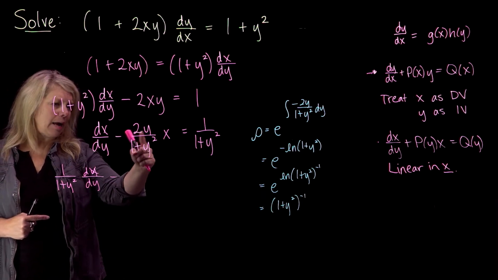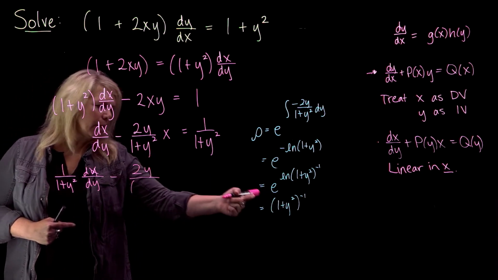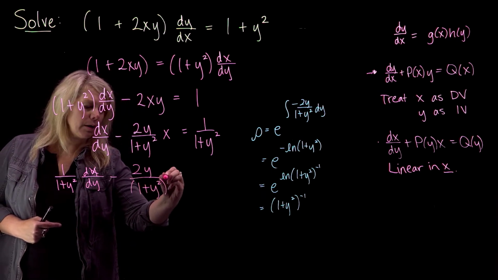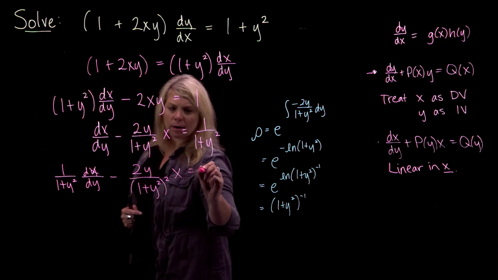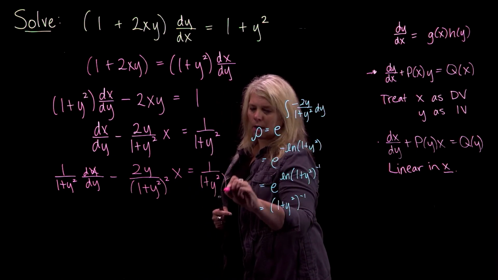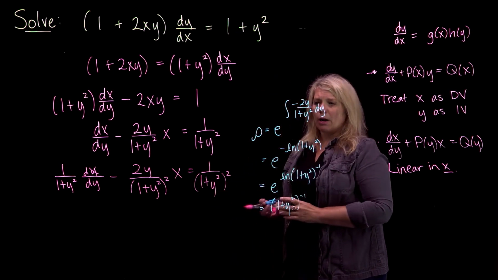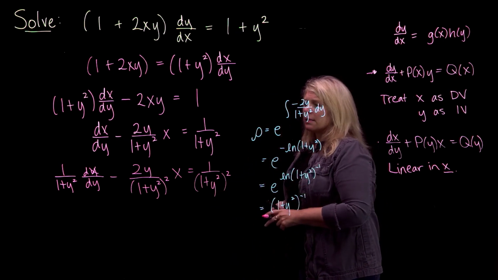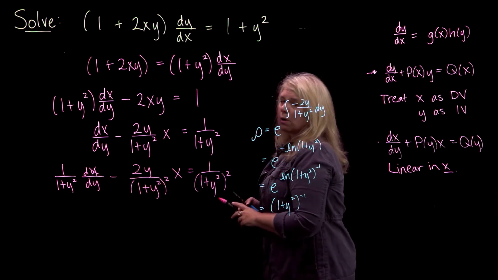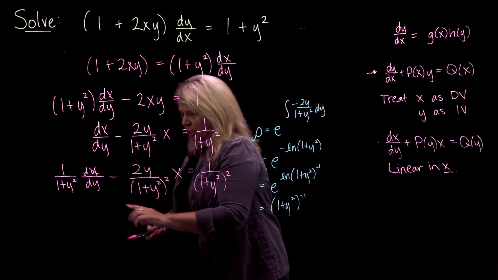Here, I already have a 2y over 1 plus y squared. So when I multiply that by 1 over 1 plus y squared, I'll have 1 plus y squared squared on the denominator, and here also. All right, so then I want to go ahead and integrate this. I want to notice here that on the left side, what I've really got is the product rule. So I want to rewrite this in terms of the product rule.